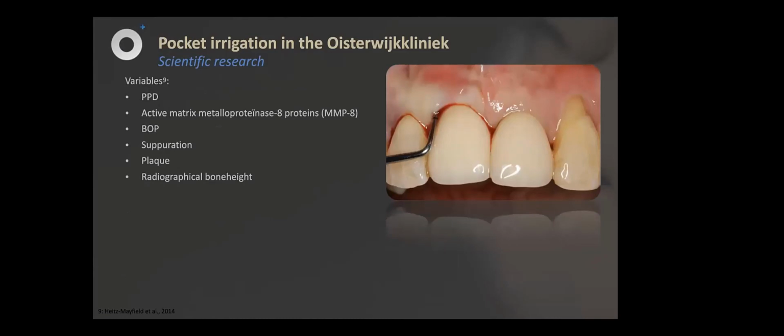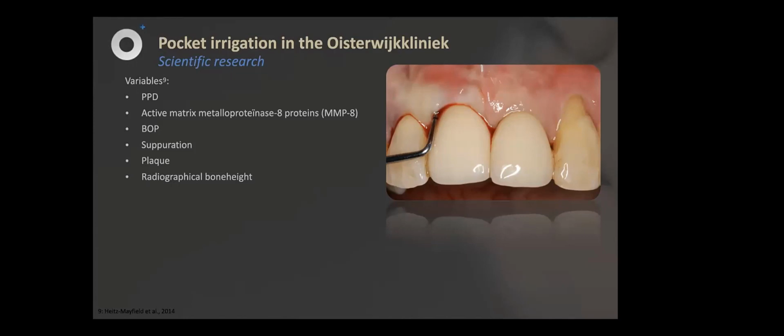The variables are the probing depth, active matrix metalloproteinase, the MMP8, which is a reflection of the patient's health. Peri-implant and periodontal health can be measured by measurement of the MMP8. Bleeding on probing, suppuration, plaque, and radiographical bone height. A little bit about MMP8.